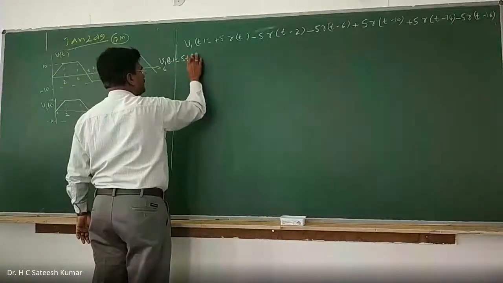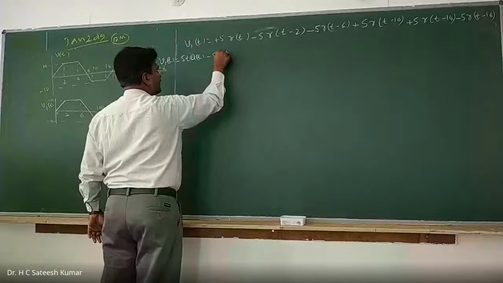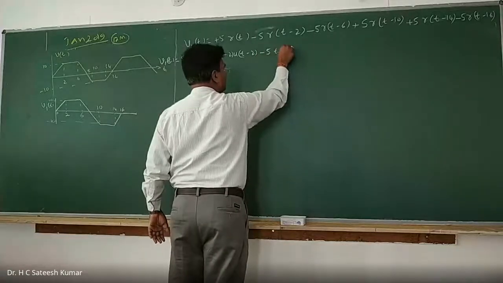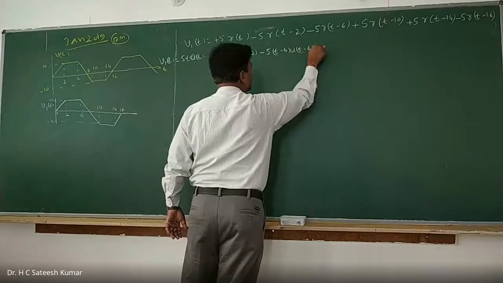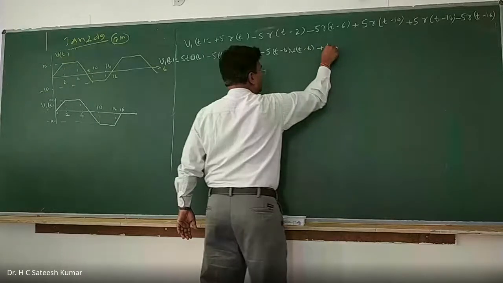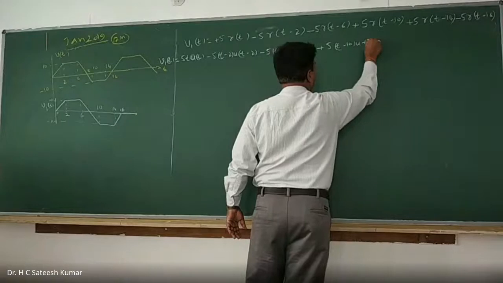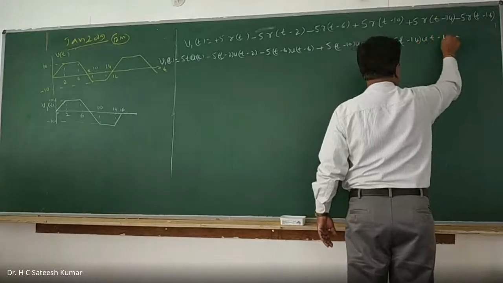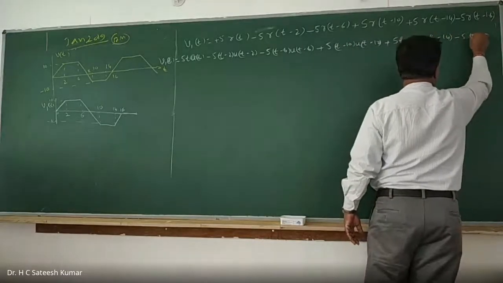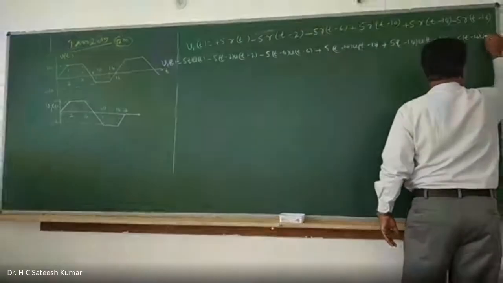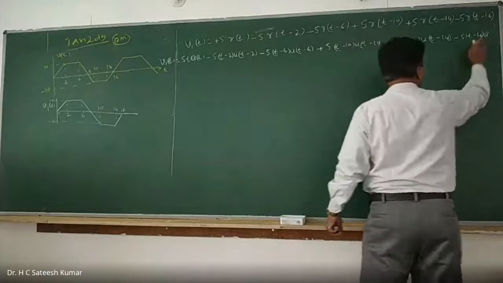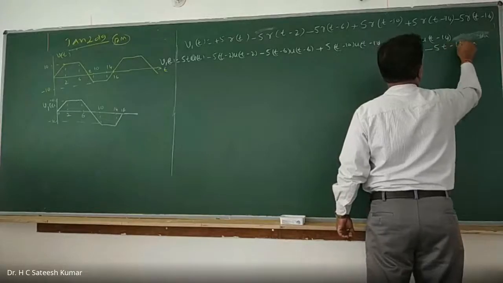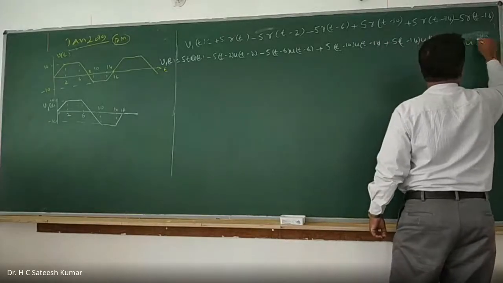5t into u of t minus 5(t minus 2) into u of t minus 2, minus 5(t minus 6) into u of t minus 6, plus 5(t minus 10) into u of t minus 10, plus 5(t minus 14) into u of t minus 14, minus 5(t minus 16) into u of t minus 16. That's how we should write.